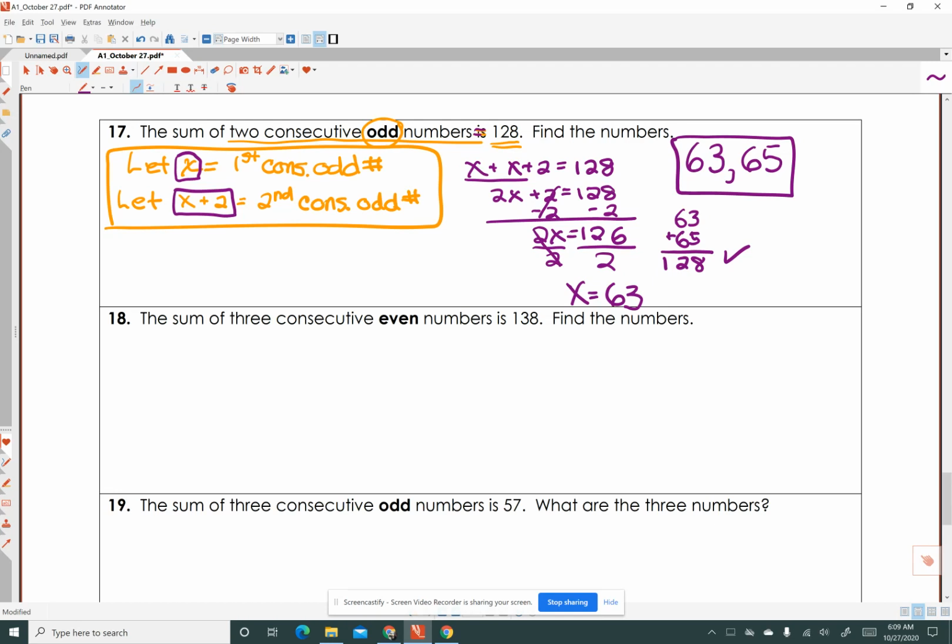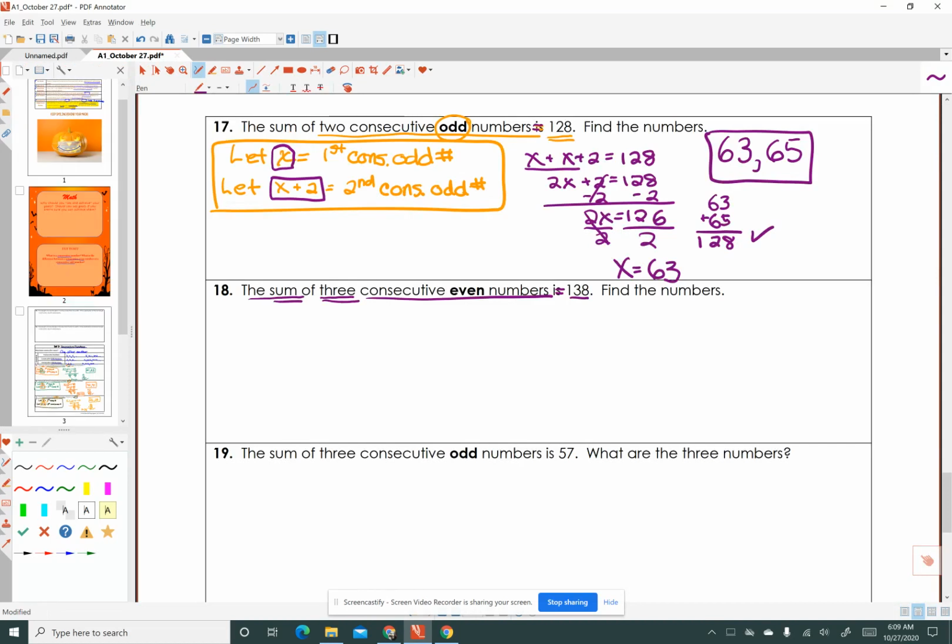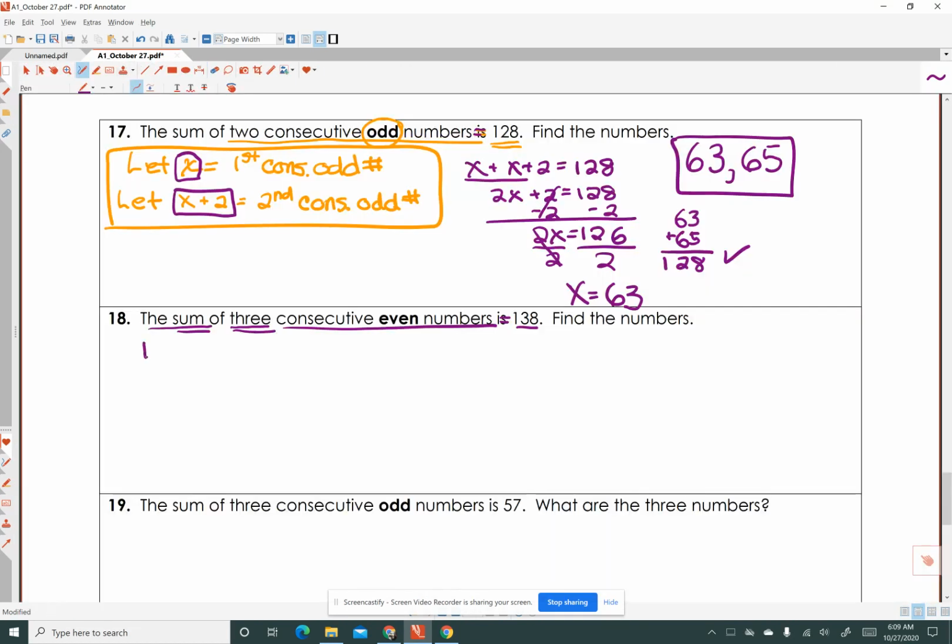Okay, let's look at number 18. The sum, of course, when we see that, we know we are adding, of 3 consecutive even numbers is 138. Find the numbers. We're just going to have a bigger X box, that's all. So let X equal the first consecutive even number. Then we'll let X plus 2 equal the second consecutive even number.